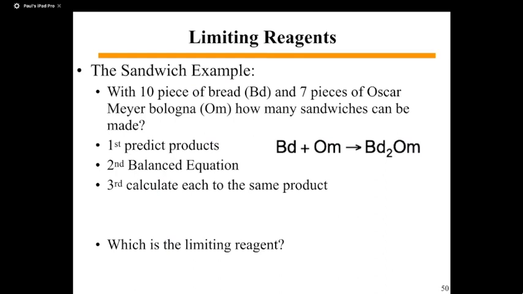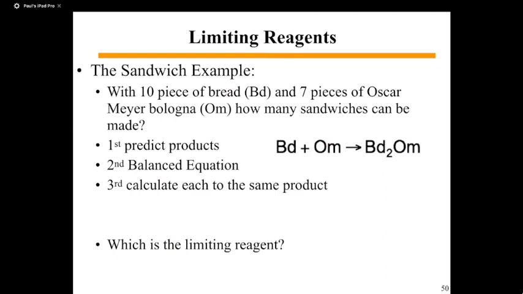One of those 2 things that you're adding together is going to limit what can actually be made. The excess is the one that you just add in enough of to make sure that it reacts completely. Which one do you choose to be the limiting reagent? The expensive one. Which one do you choose to be the excess? The cheap one. Okay? And that's how we approach this.